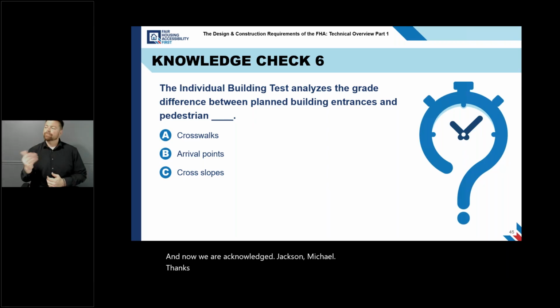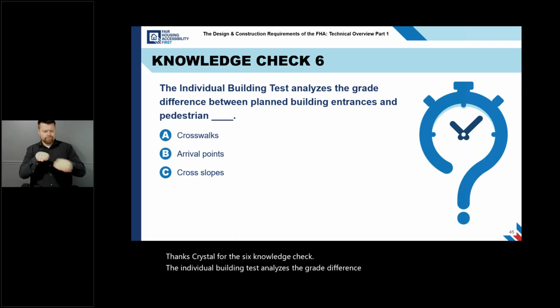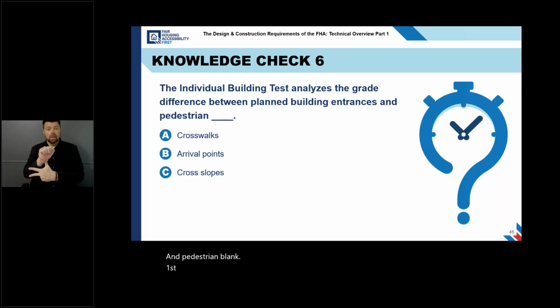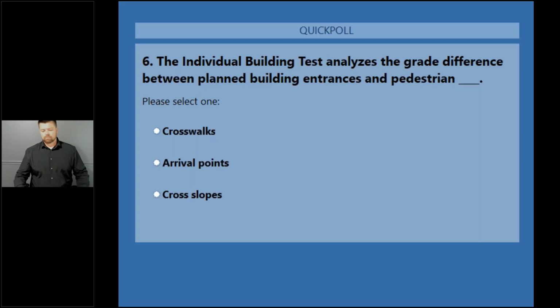Thanks, Crystal. For the sixth knowledge check, the individual building test analyzes the grade difference between planned building entrances and pedestrian blank. First option, crosswalks. Second option, arrival points. And the third option, cross slopes. So we'll go ahead and launch this poll. And again, this reads, the individual building test analyzes the grade difference between planned building entrances and pedestrian blank. First option, crosswalks. Second option, arrival points. And the third option, cross slopes.